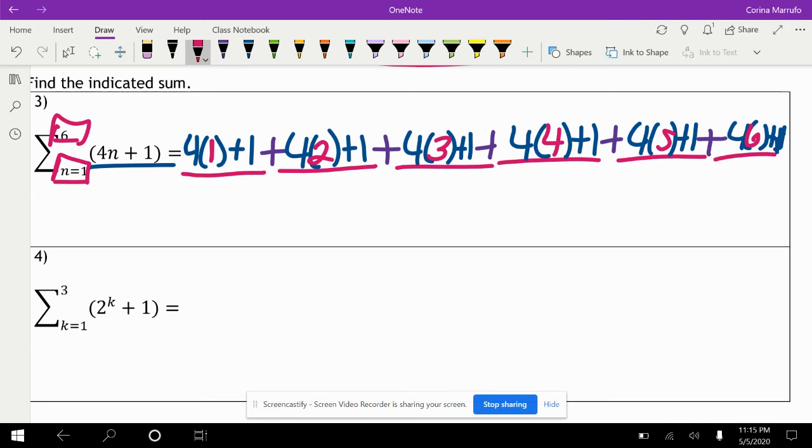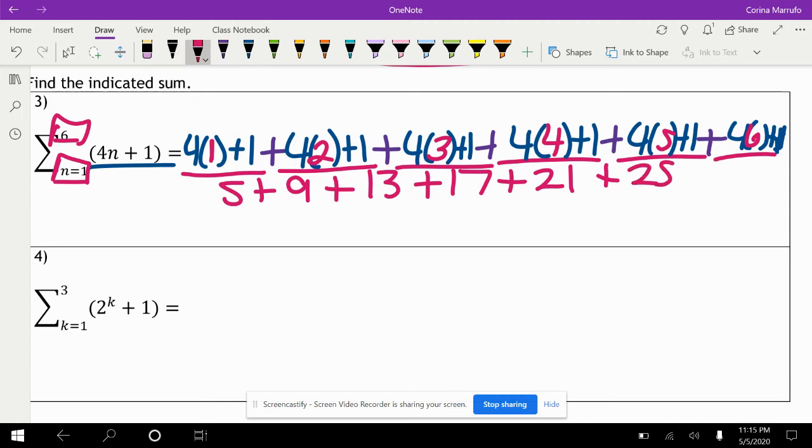And then we actually multiply these out. 4 times 1 is 4, plus 1 is 5, plus 4 times 2 is 8, plus 1 is 9, plus 4 times 3 is 12, plus 1 is 13. 4 times 4 is 16, plus 1 is 17. 4 times 5 is 20, plus 1 is 21. And last, 4 times 6 is 24, plus 1 is 25. And we go ahead and take all these numbers and plug them into the calculator, and they give us 90.